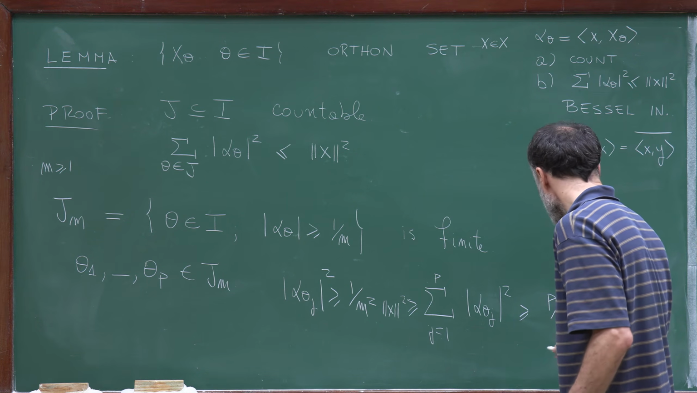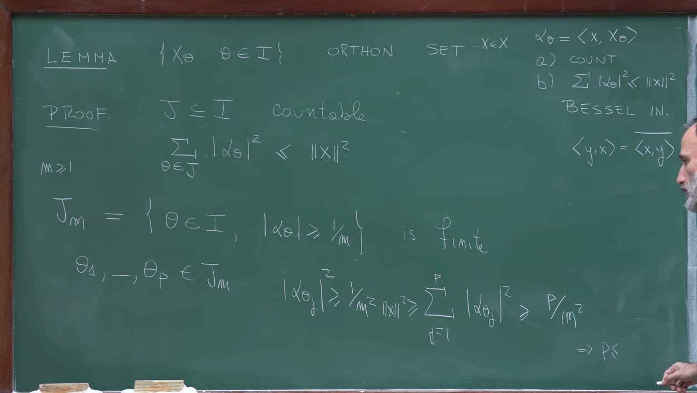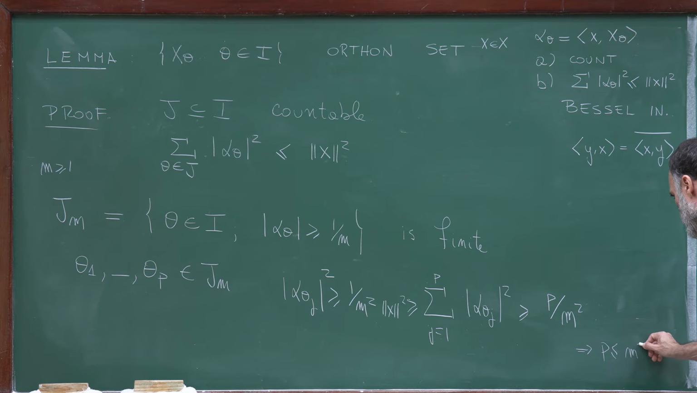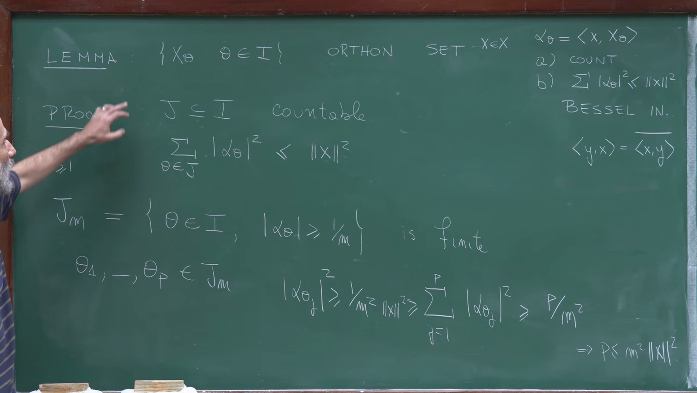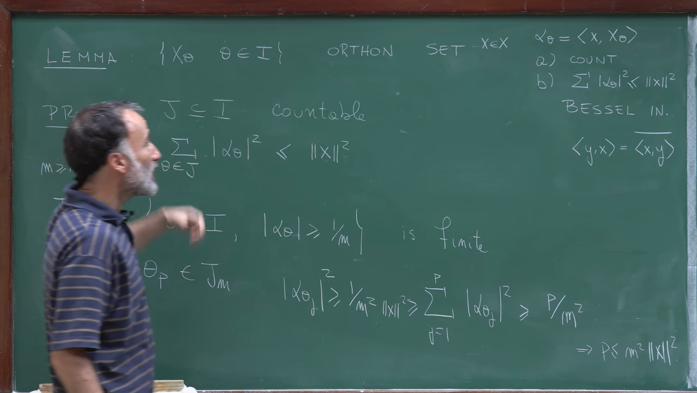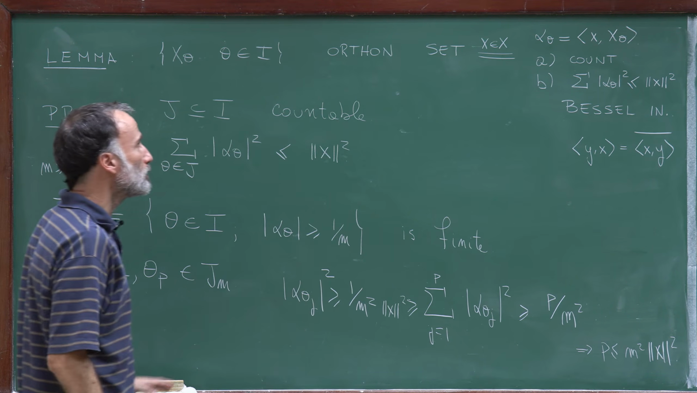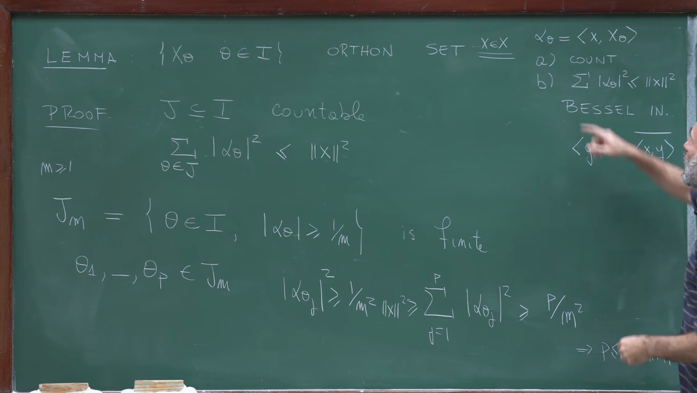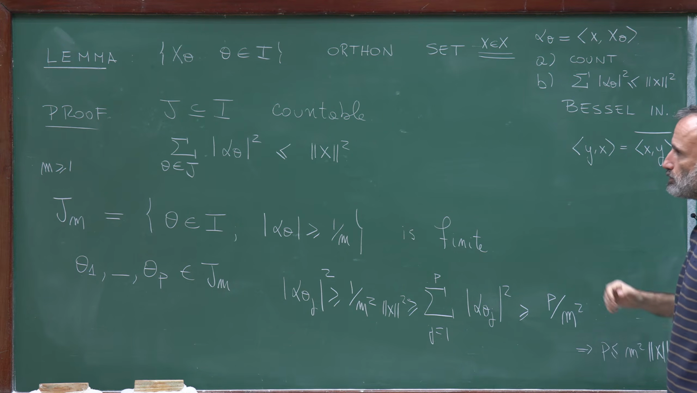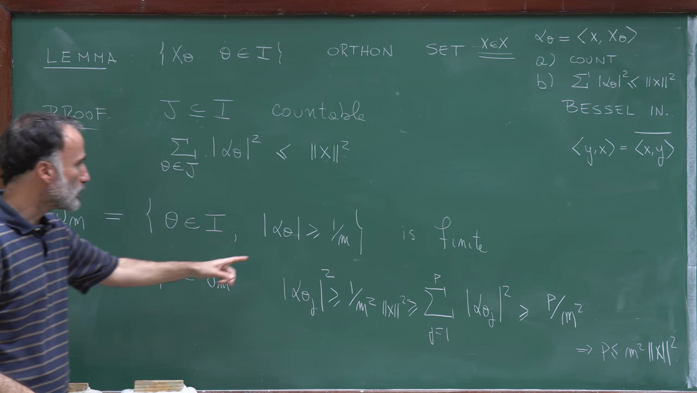So from this inequality, p has to be smaller or equal than m squared times the norm of x squared. Maybe it's not clear. I have this family which is an orthonormal set. I fixed a point x in X. So I fixed that element x, and everything here is depending on this element I chose, right? Alpha theta depends on x, and these sets Jm depend on x because alpha theta depends on x.